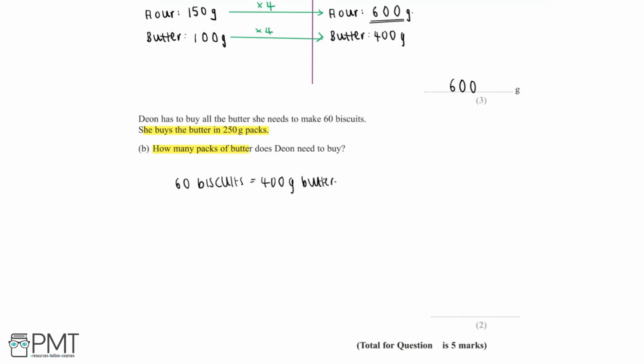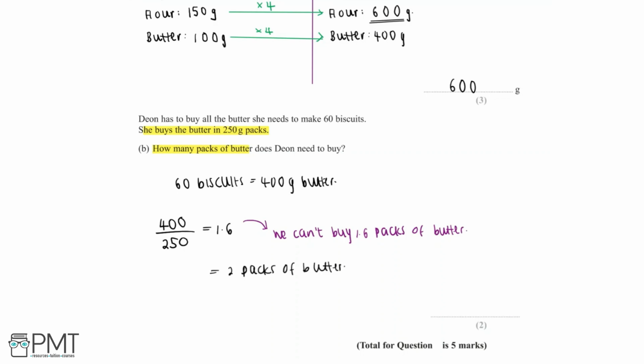Now if the butter comes in 250 gram packs, we need to find out how many packs of butter that Dion needs to buy. So to do this, we'll do 400, which is our total amount of butter, divided by 250, which is equal to 1.6. But this is where we need to be careful. Our final answer is not equal to 1.6 because we can't buy a decimal number of packs of butter. Well, this means that we need to round up. If we need 1.6 packs of butter, we need to buy 2 packs so that we have enough butter to make 60 biscuits. And so we can write this down in our answer box below.